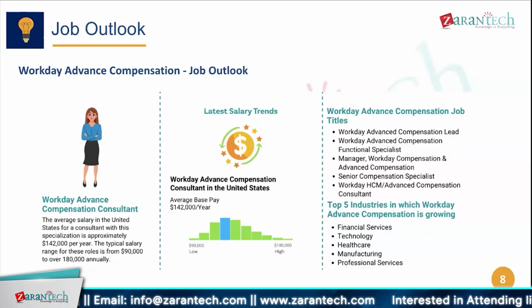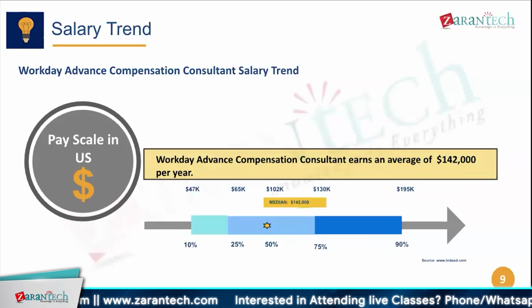Then going forward, we have also put forth the salary trend here in detail, so you can see what the median salary is. It could start at a range of $47,000 for someone absolutely new in Workday Advanced Compensation, and it can go up, with experienced candidates or experienced consultants reaching a salary range of about $195,000. So that's the salary trend the market is currently seeing for the Advanced Compensation module.